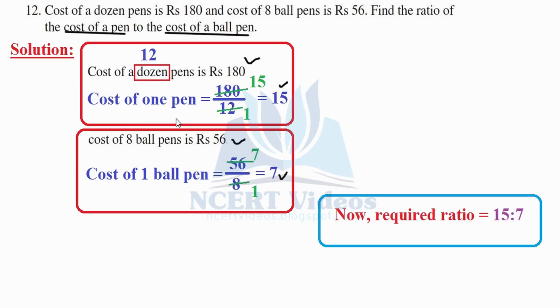Why we calculated the cost of individual pen and ball pens? Because we cannot divide until we have the ratio same. That's why we have to do that step. So this was your question number 12.